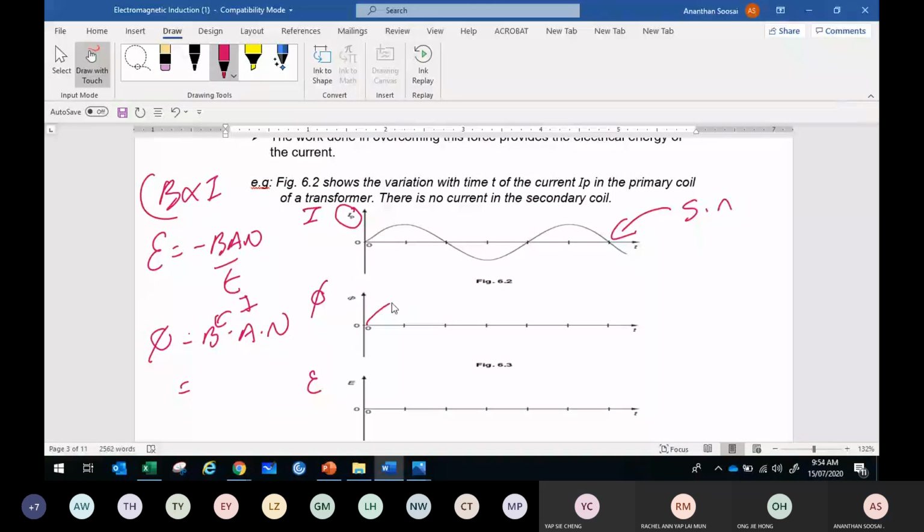Sine graph with the same period. Period at T, so here also T. I, B, flux, same graph. Okay. How is the EMF going to look like? Sine, cos, negative sine, negative cos?